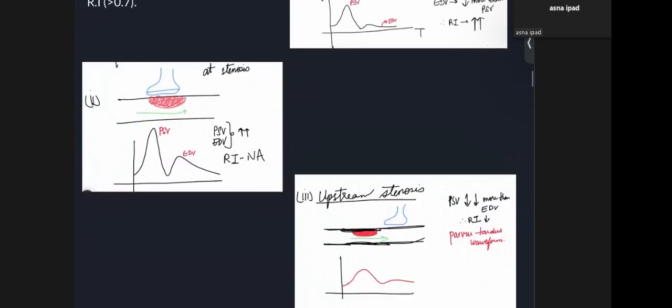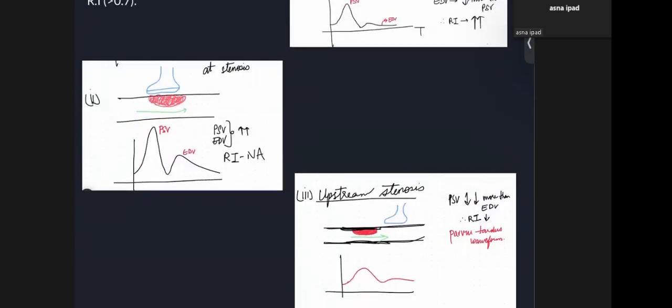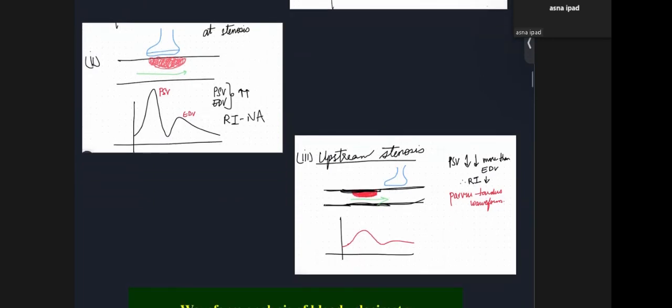At the point of stenosis, we get highly increased PSV and EDV. And in the upstream stenosis, when the probe is distal to the stenosis, our PSV decreases more than EDV, resulting in a decreased RI, also known as the Parvus-Tardus waveform. Now, imagine I just told you RI increases to 0.8. Here RI decreases to 0.4. That is an example, hypothetically I'm speaking. You get a Parvus-Tardus waveform.